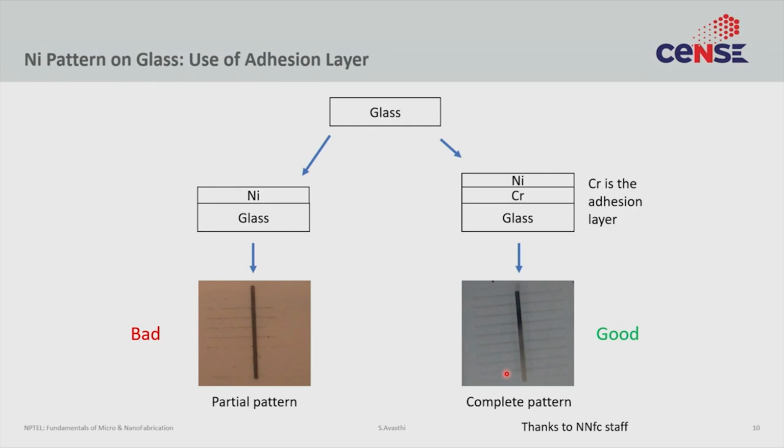So the chromium can be very thin, say 10 nanometers, maybe even thinner. And then you get perfect registration, you get perfect patterning. There is no peeling off. So again, things like this, with experience you can pick up, and you can do upfront to make sure your device run is successful.